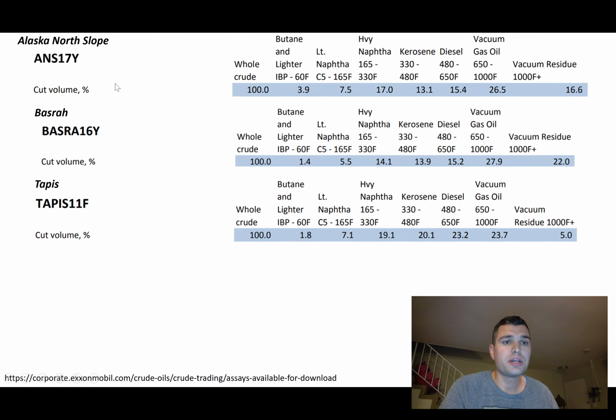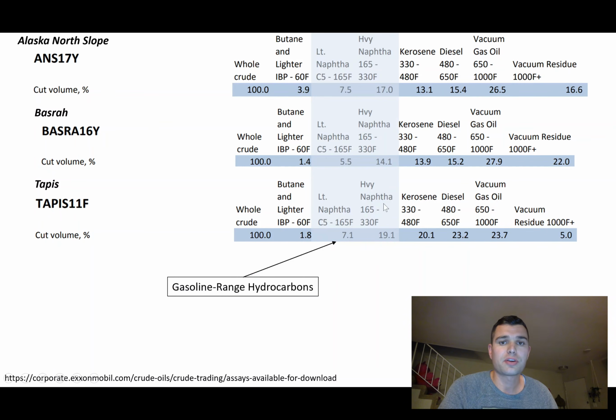Here are 3 different assays and just the cut volume compared to each other. I show this because you can start to understand that crude oil is all different, and you can compare assays and figure out how much gasoline range hydrocarbon is in each of these crude oils. That's a very, very simplified overview of how you would go about comparing different crude oils.